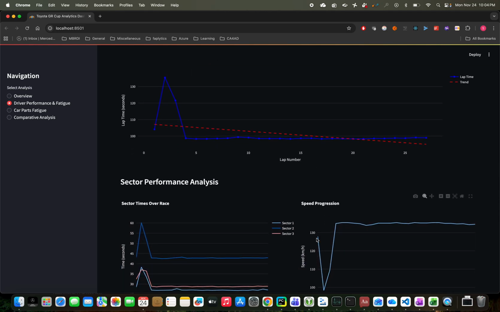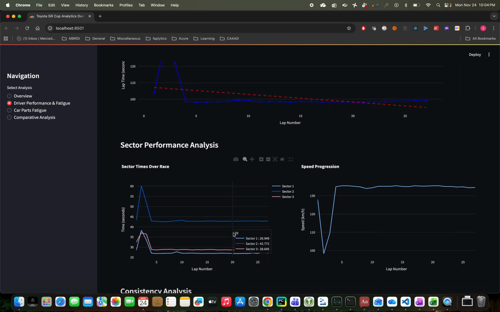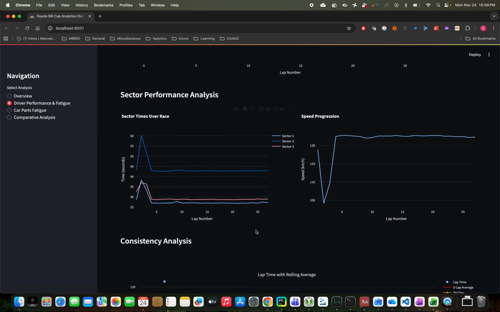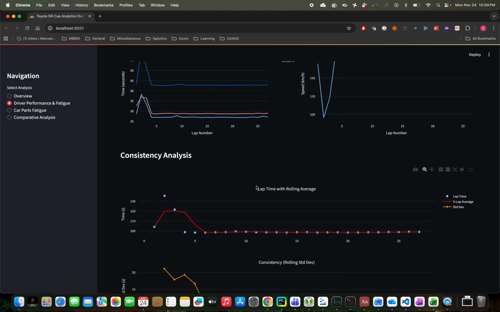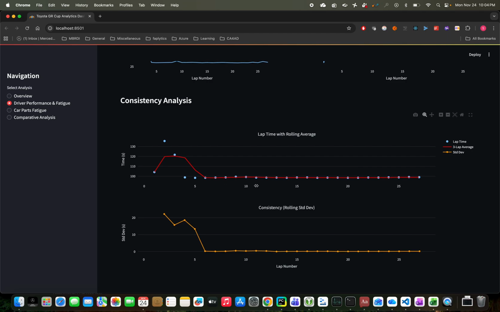So here is the sector-wise breakdown, sector 1, 2 and 3. If you look at this chart, we can see exactly where this driver is losing time. Sector 2 shows the most variability, suggesting inconsistencies in the middle section of the track. And this rolling average chart shows how consistency degrades over time. The standard deviation increases as the driver gets tired.